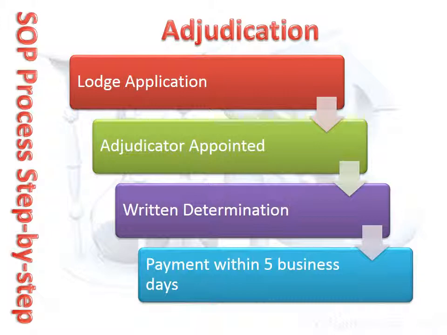The adjudicator must, within 10 business days, unless the parties agree otherwise, make a determination in writing giving reasons for the decision. The decision will normally include the interest on the outstanding debt, if there is one, and which party is responsible for the costs of the adjudication.